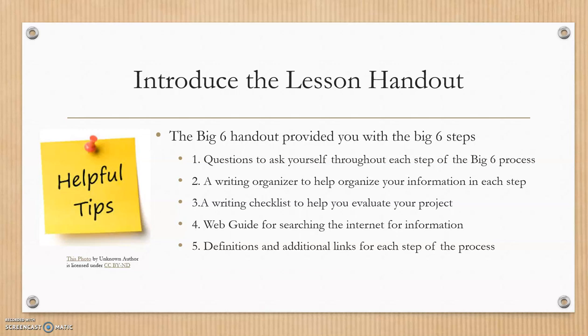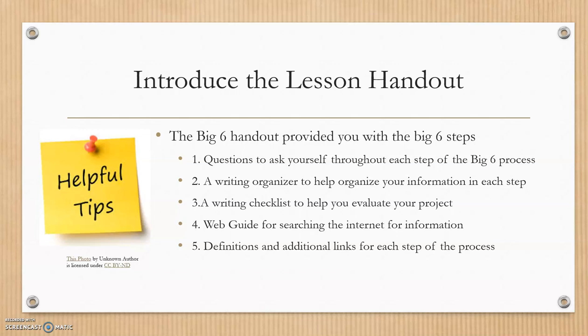The second one is a writing organizer to help you organize your information within each step. This will be helpful when you actually come into the library to start your research and help you know what you need to write down within each step. The third one is a writing checklist to help you evaluate your project as you complete it. So this will be all after everything is done.